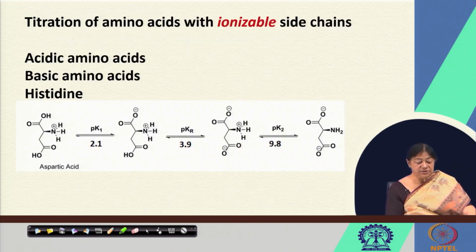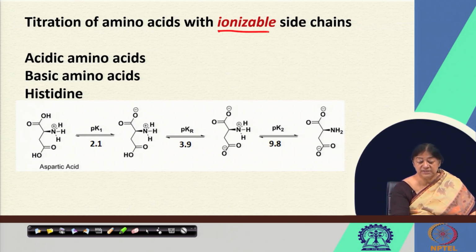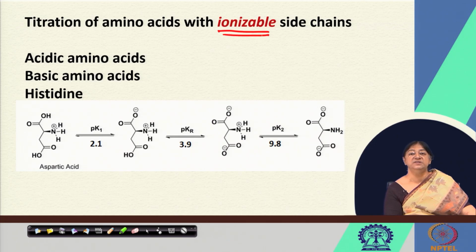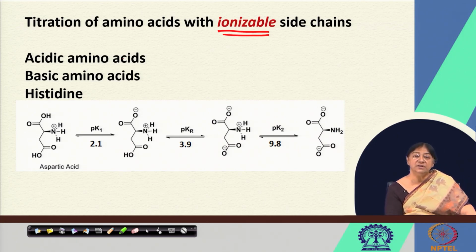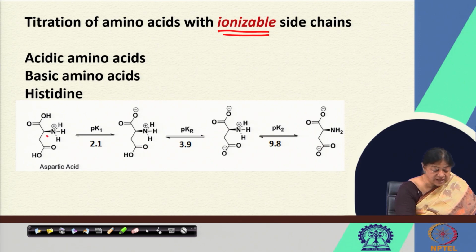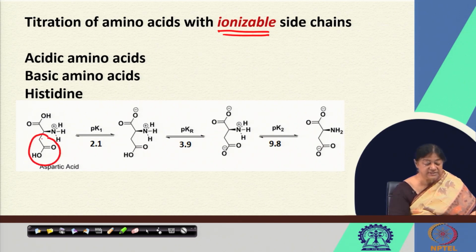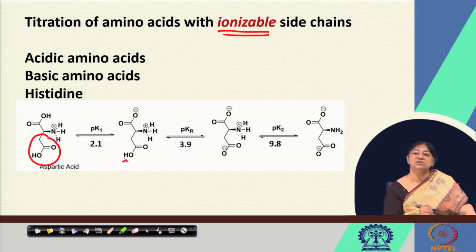So, when we look at the titration of amino acids now with ionizable side chains, this is going to make it a bit different. Why? Because the acidic amino acids are going to have, in addition to the general NH3+ and the COOH that is associated with every amino acid, an additional side chain. So, this side chain of the aspartic acid that we are looking at also has a proton. So, that is also going to be lost when we do the titration.